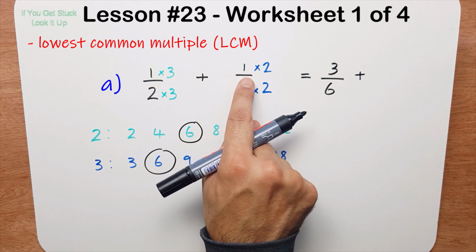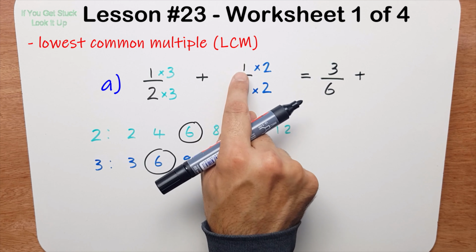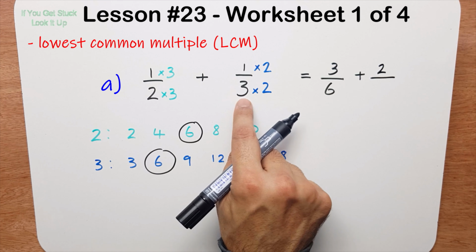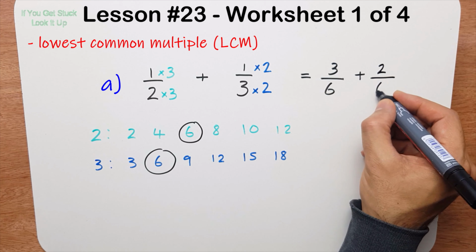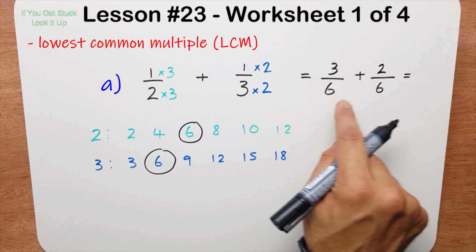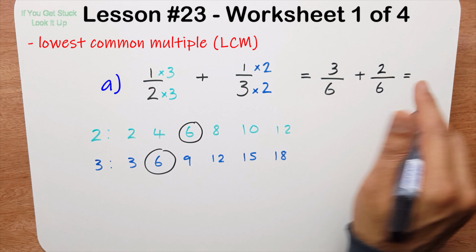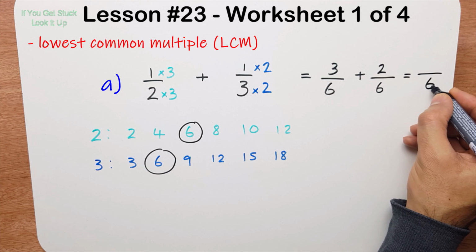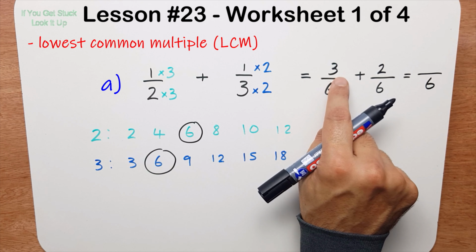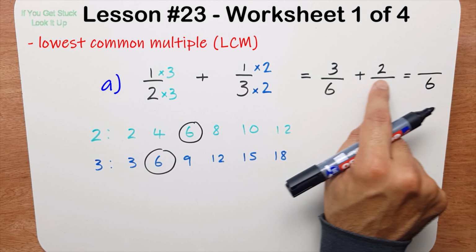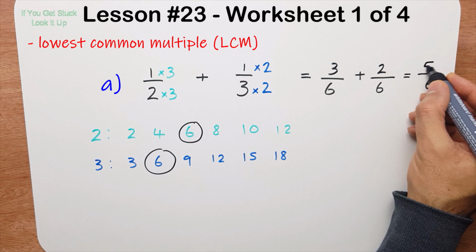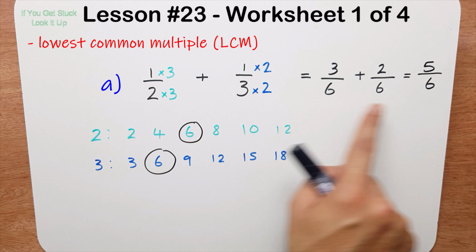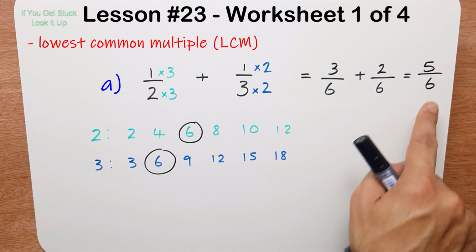And now I have my second fraction. So if I look at the numerator, 1 times 2 is 2. 3 times 2 is 6. Now it's easy because the denominators are both the same. So I put a 6 at the bottom, and I simply add the numerators. 3 plus 2 is 5. So I can say 1/2 plus 1/3 is 5/6.